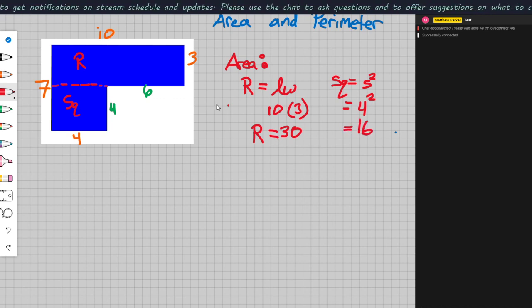And if you're not going to remember S squared, that's fine. It is on your formula sheet. But the other thing you could do is just do length times width. So 4 times 4 is just 16.